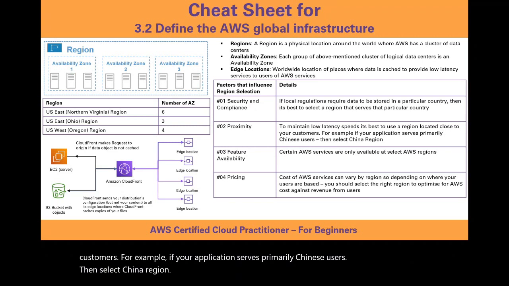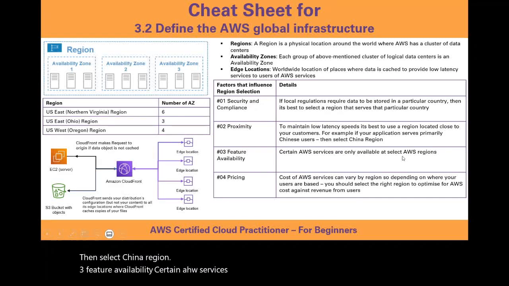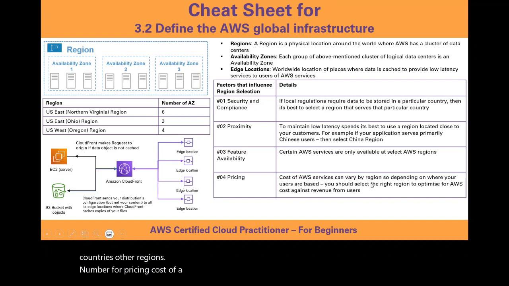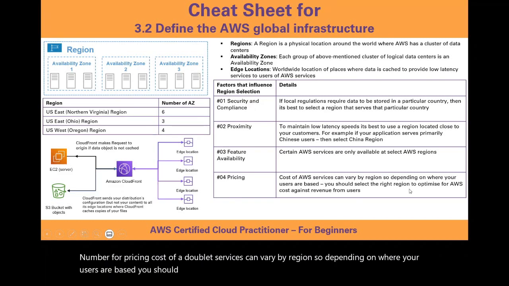Number 3, feature availability. Certain AWS services are only available in select AWS regions. For example, certain services are only available in the US regions or maybe Singapore or other regions. Number 4, pricing. The cost of AWS services can vary by region, so depending on where your users are based, you should select the right region to optimize AWS cost against revenue from users.